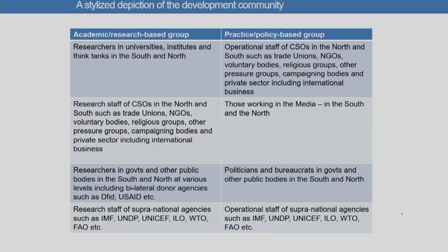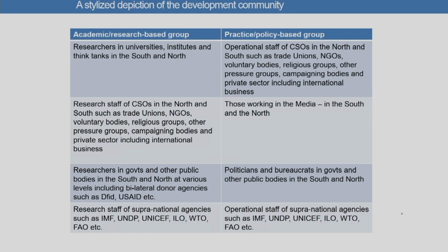and development academics. Various stylized depictions of who constitute the development community have also been worked out. A working stylized depiction of who constitute the development community is as follows. So, if we divide the development community into two groups, the academic or research based groups and the practice or policy based groups. In the research based groups, you have researchers in universities, institutes and think tanks in the south and north. By the south and north we mean here the global south and the global north.